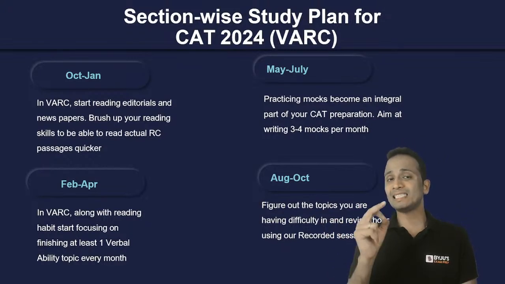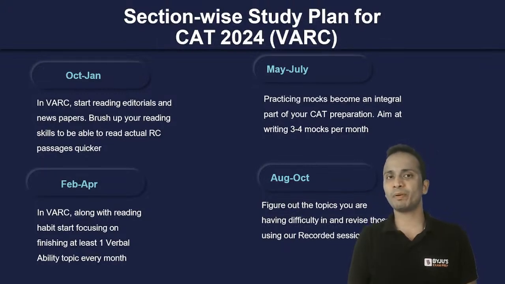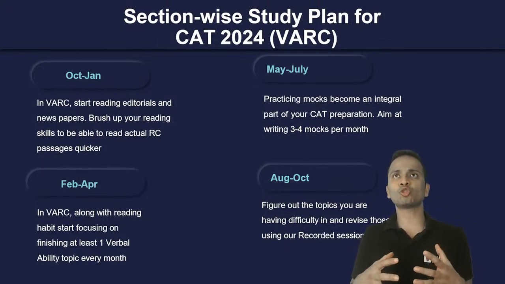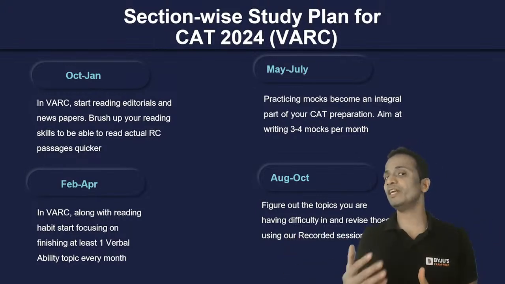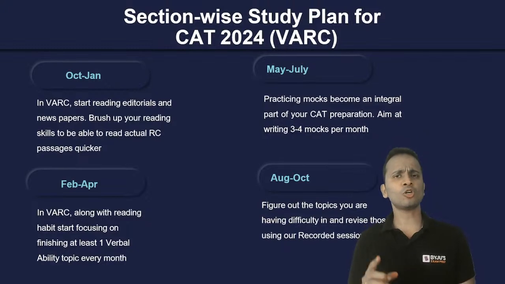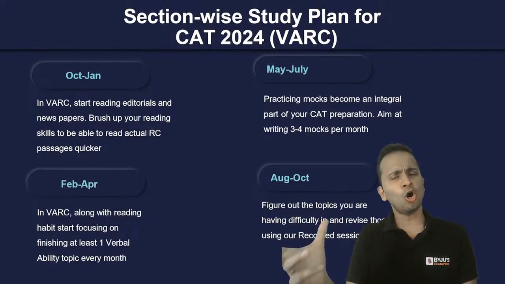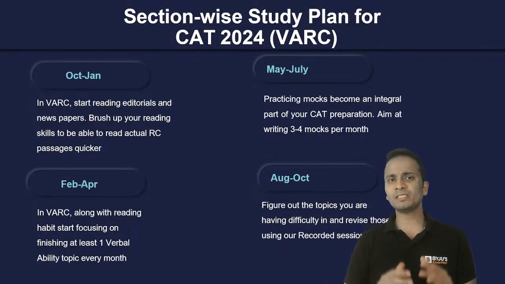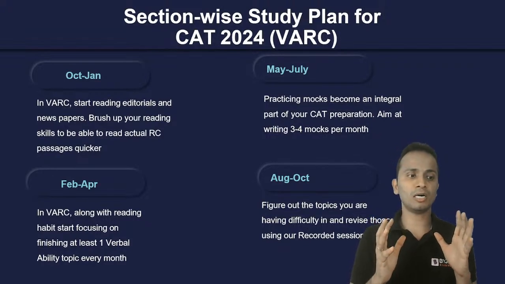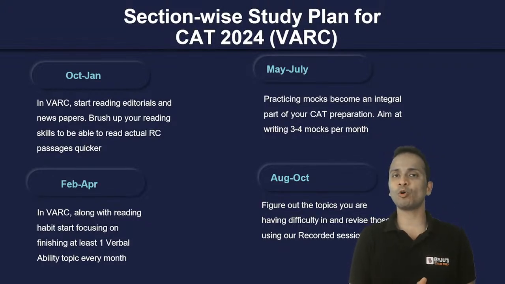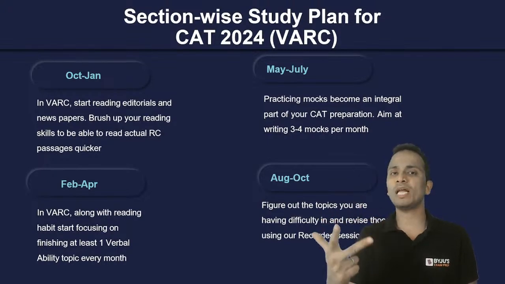Okay. Next is May, June, July. Practicing mocks at this point in time should be the most important part of your CAT preparation. I'm not asking you to solve one mock paper every day or every 2 or 3 days. You can solve one mock paper in every week or maybe 10 days. So you should be writing 3 to 4 mock papers in every month of this duration, May, June, and July.